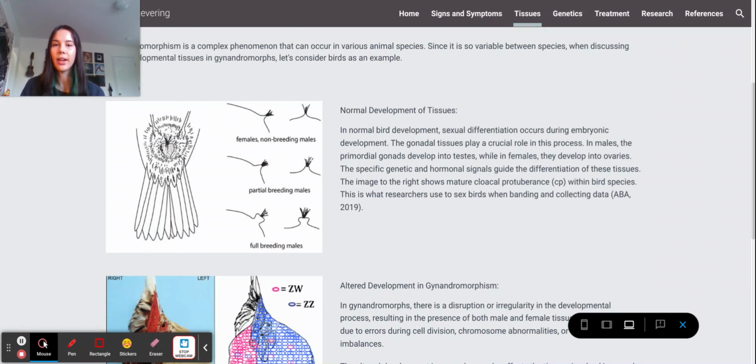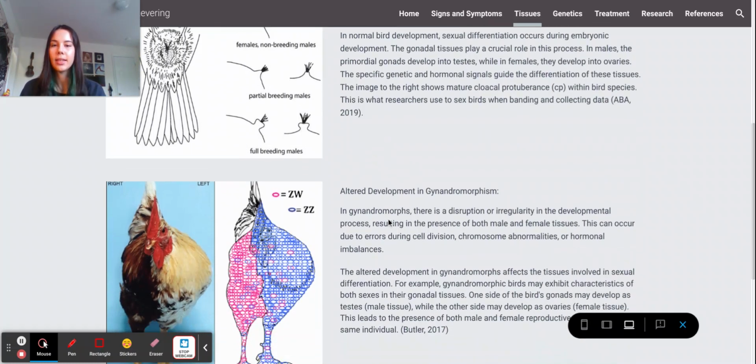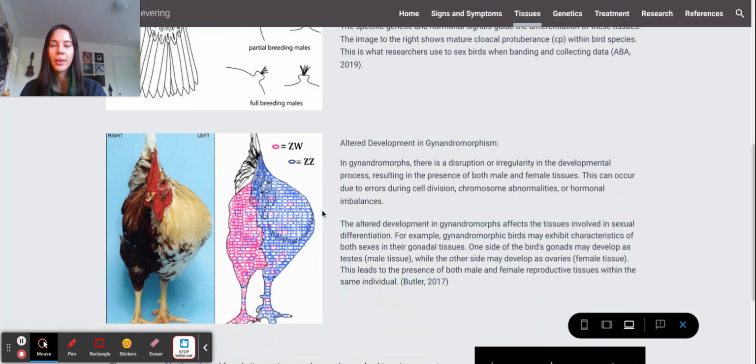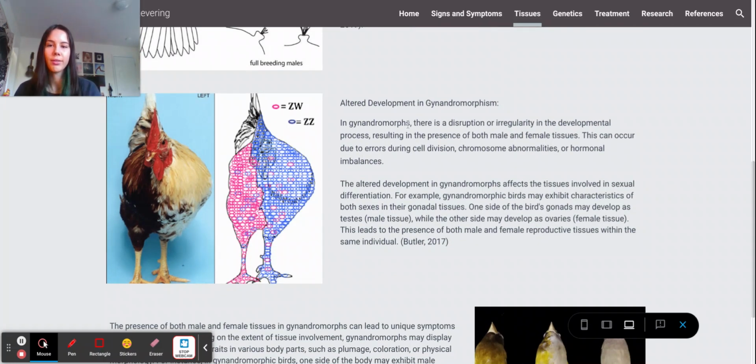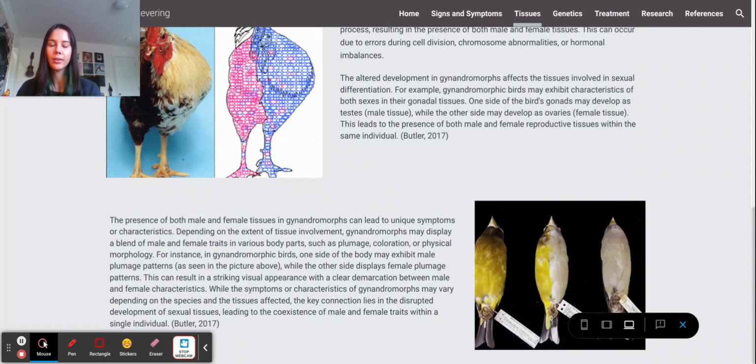So then I go into the tissue portion, and on this page, I'm talking mainly about birds, because if I went into a broader topic of all the individuals that experience gynandromorphism, it would get too complicated and confusing. So I narrowed it down to just one species. I talked about the CP, the cloacal protuberance on birds, because that's what birds are usually sexed by when you band them, and what that means in gynandromorphic individuals, especially with the coloration and pattern. That's an extremely important part of the tissues that are affected, not only the gonadal structures but also the plumage.